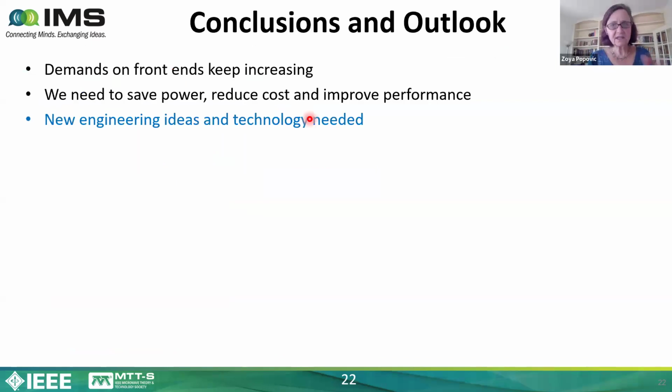So I just showed you some interesting new avenues. In conclusion, the demands on front ends keep increasing. So it makes our jobs more difficult. We need to save power, reduce cost, improve performance, shrink the size, and so new engineering ideas and technologies are needed.